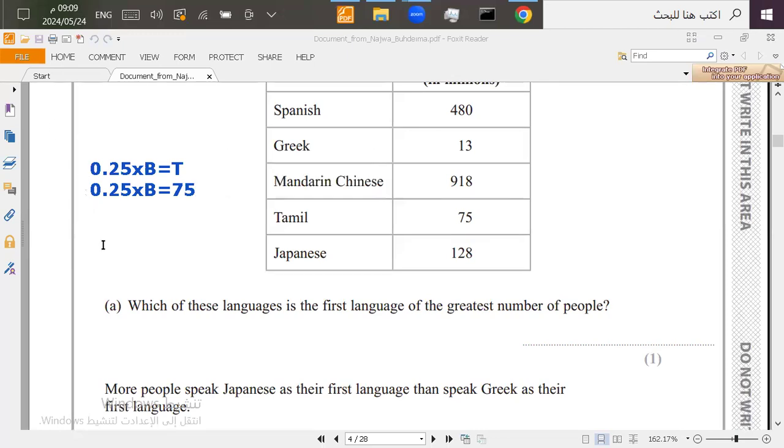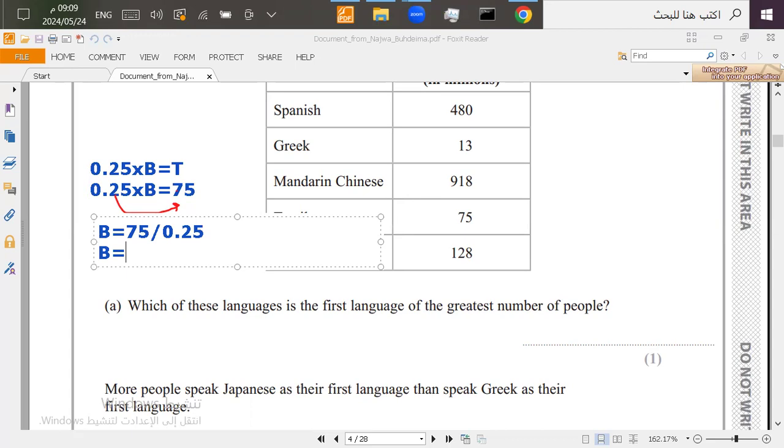Now we're trying to find the Bengali people, so we're going to take 0.25 because it's multiplied. We're going to take it by dividing here, like this. So Bengali, I'm going to try to find Bengali people, equals 75 divided by 0.25. So Bengali equals, let's do it with the calculator, 75 divided by 0.25. And the answer is 300. So 300 million people speak Bengali. And this is the step that you're supposed to do to find that.